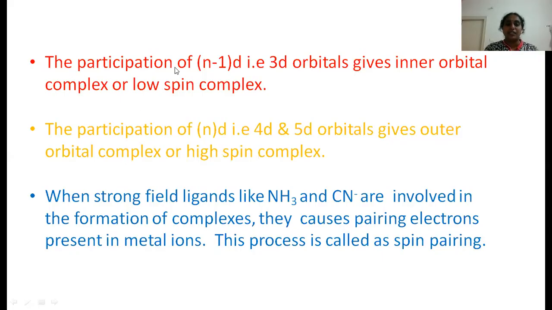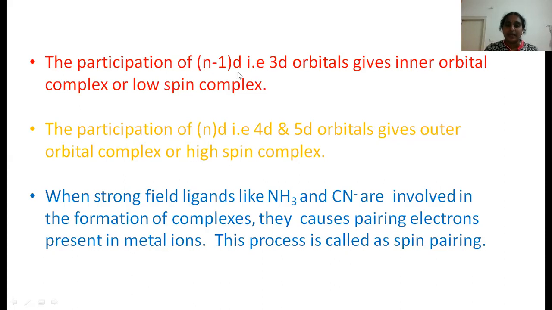If the (n-1)d orbitals, that is 3d orbitals, are involved in the hybridization, it gives an inner orbital complex or low spin complex. If nd orbitals, that is 4d or 5d orbitals, are involved in the hybridization, it gives an outer orbital complex as well as a high spin complex. Inner orbitals are the 3d orbitals. Low spin is almost diamagnetic. 4d or 5d orbitals are called outer orbitals. High spin is paramagnetic.